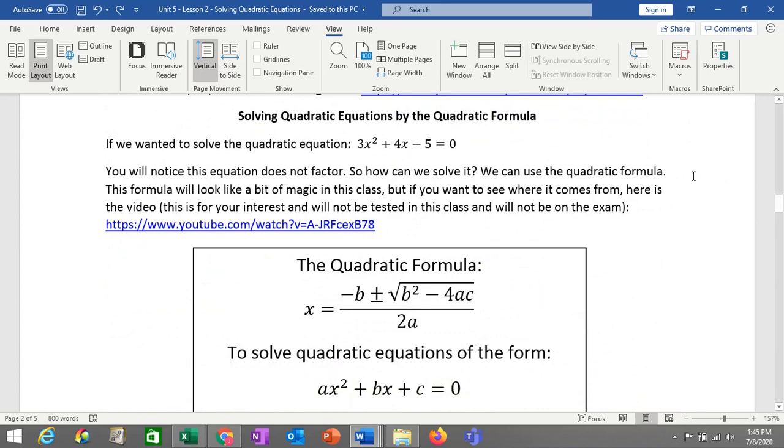Okay, what if we want to solve quadratic equations using the quadratic formula? So you may have seen this before. The quadratic formula can always be used to solve quadratic equations. So if you're confused, if you're stuck, you can always do this.